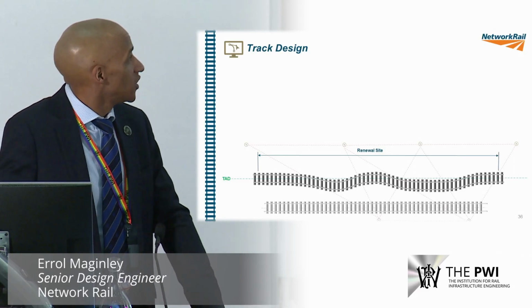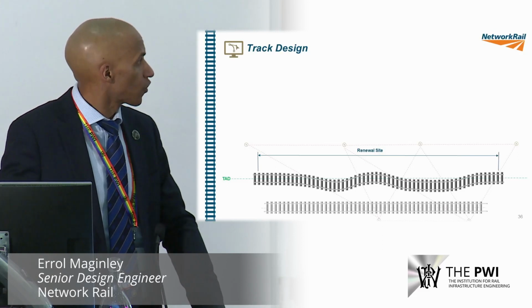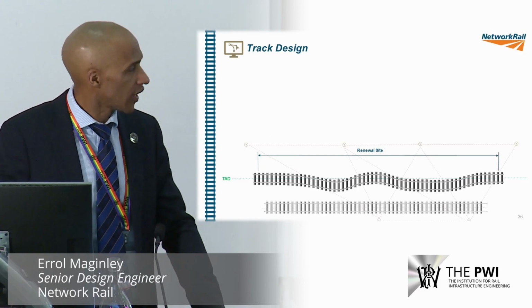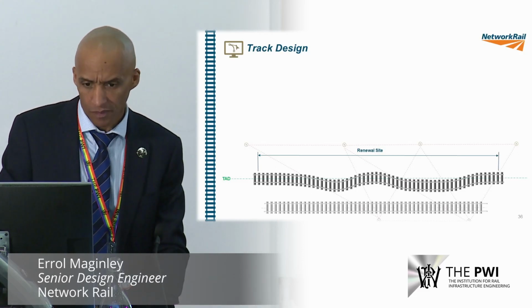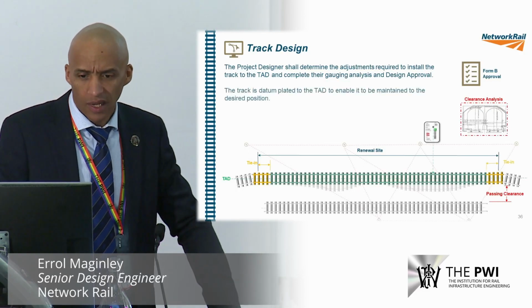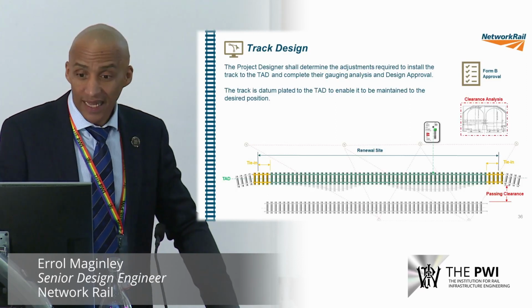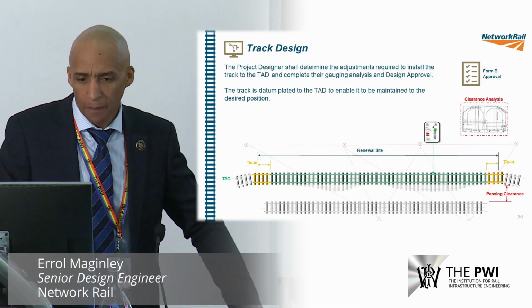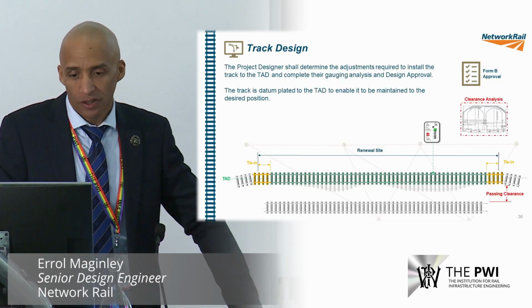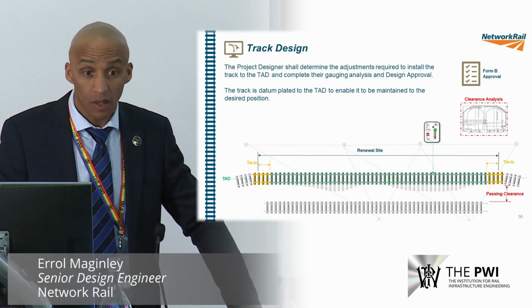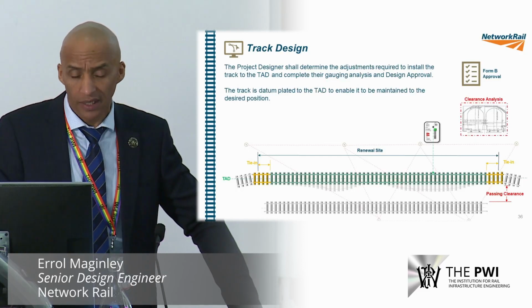So we've had a brief conversation about survey control, the importance of the survey control and the survey design. What this slide is illustrating is how the track renewal maps onto that survey control. The project designer can then determine what adjustments are required to install the track to the TAD, and they can complete their gauging and OLE analysis. The track is then datum plated to the TAD position to enable the maintainer to realign it to its desired position. Of course, the maintainer can also use the TMG controls that we saw earlier on, but if they don't have that technology available, they can use the datum plates as well, just using relative offsets.